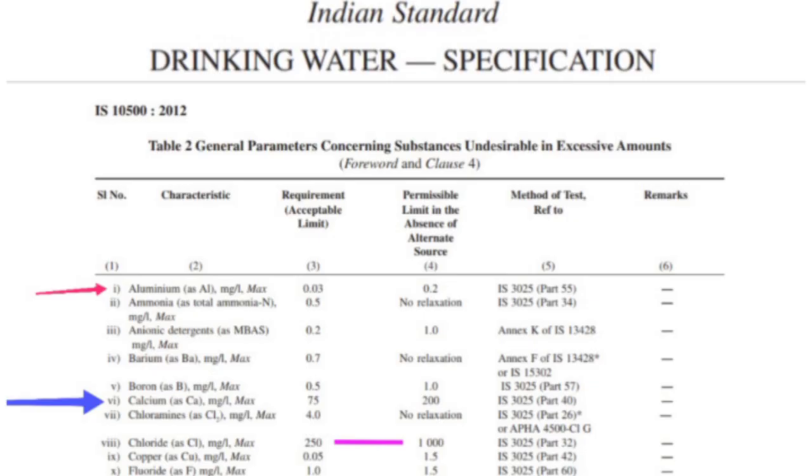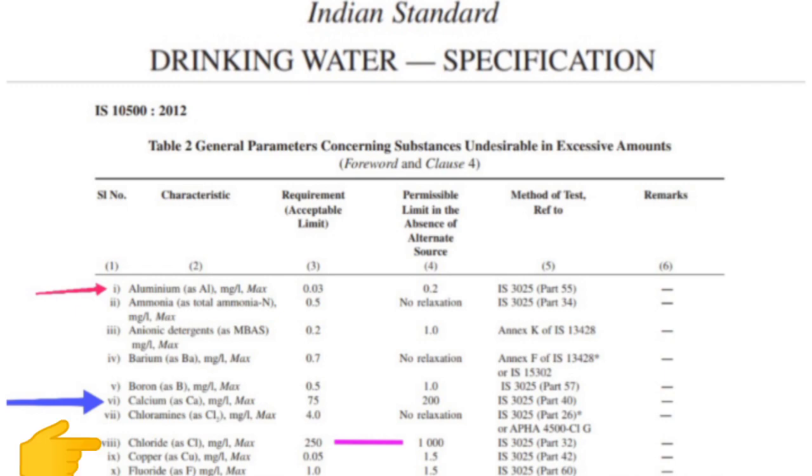So this is the PDF of drinking water quality given by the IS 10500 2012 standards, and there are two things you have to remember: one is the acceptable limit and the other is the permissible limit. What is the permissible limit? When the alternate source is absent, then we can consider this limit as the permissible limit. But where an alternative source is present, the acceptable limit will be considered. For example, for aluminium, 0.03 milligram per liter is the acceptable limit in drinking water as per the water quality standards of India.